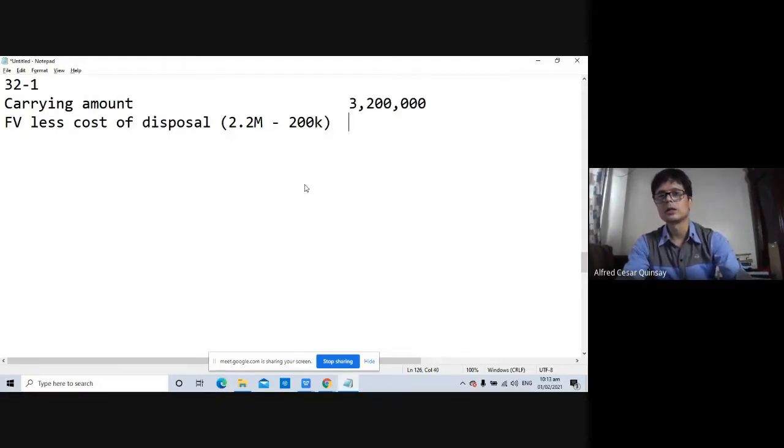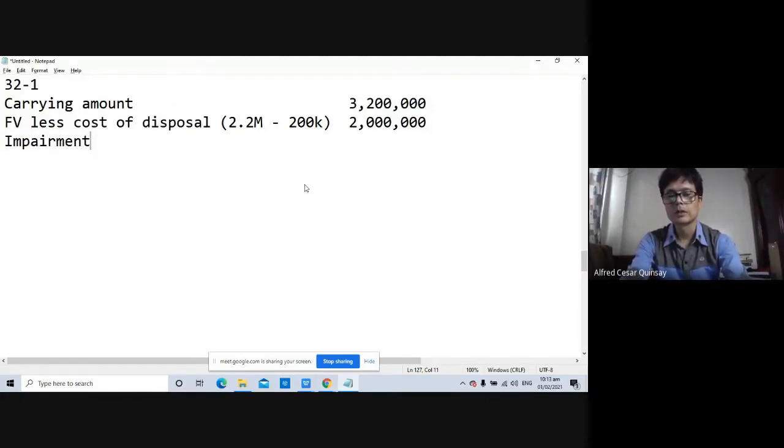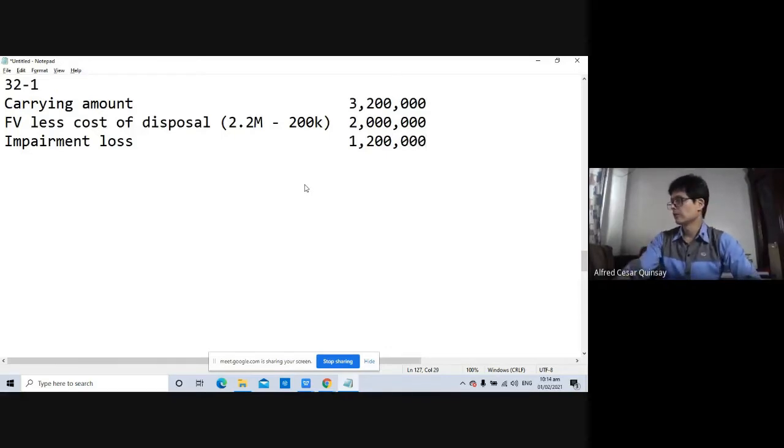So lalagay lang natin dito, that's 2 million. In-emphasize natin, fair value less cost of disposal. So magkano yung balance nun? Impairment loss is how much? This would be 1.2 million. Yan yung impairment loss. So, ano yung sagot niya? Baka mag-compute ka pa ng yan lang naman ang tinatanong. So, letter B. Pero kung tinatanong na rin, sige, sagutan na rin natin yung loss on disposal.